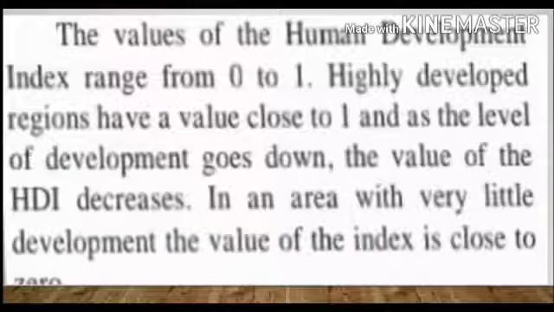The values of the Human Development Index range from 0 to 1. Highly developed regions have a value close to 1, and as the level of development goes down, the value of the HDI decreases. In an area with very little development, the value of index is close to 0. Means the Human Development Index is calculated in the numbers of 0 to 1.